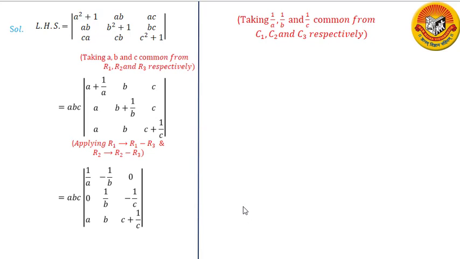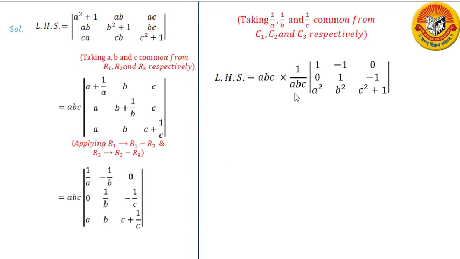So from this first column, I can take 1 upon a. From the second column, I can take 1 upon b. And from the third column, I can take common 1 upon c. So if I take 1 upon a, 1 upon b and 1 upon c, this term will become 1. This term will remain 0. And here I am taking 1 upon a common, so it will become a square. Right? You can open the bracket. 1 upon a into a square gives you answer a only, right?